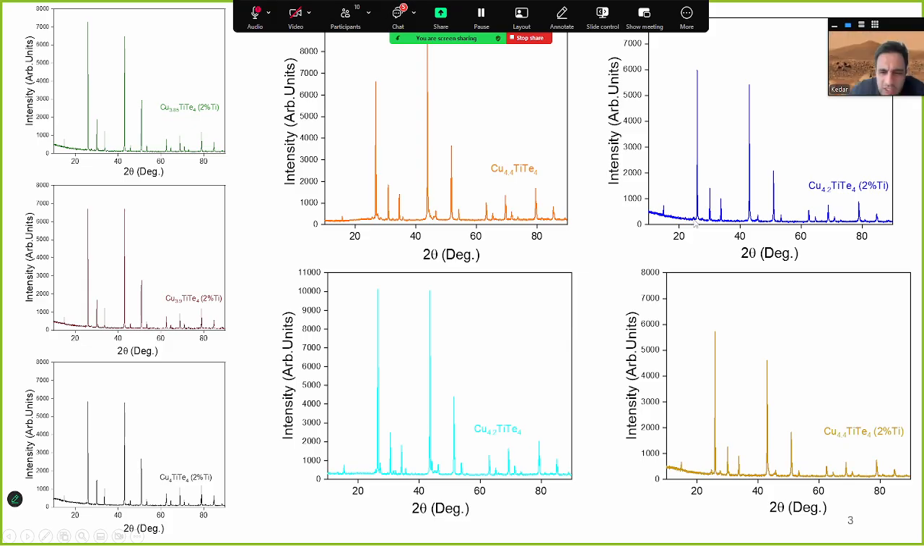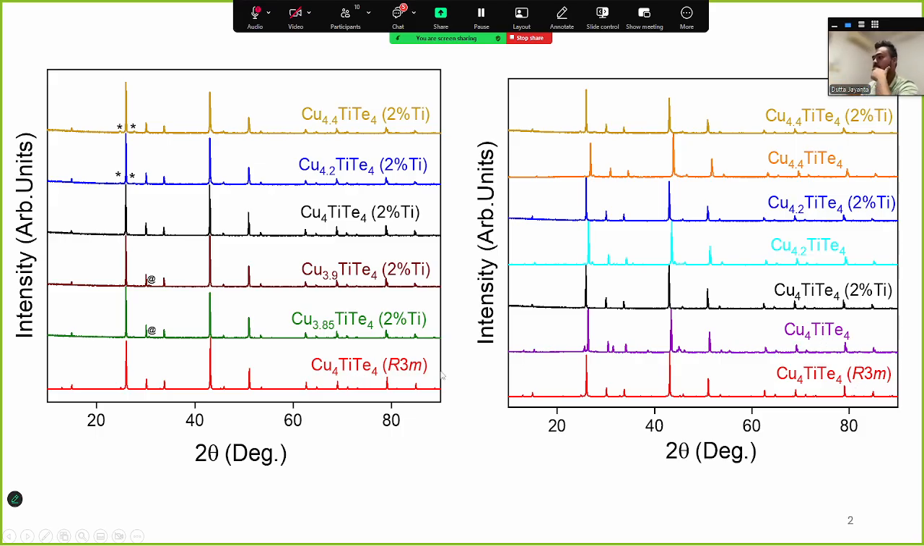Sorry, can you walk us through this? You have, let me see, the base compound at the bottom left, right? So here I vary the copper concentration with the titanium concentration. At 2%, it is almost phase pure, but there are a few impurities. This is a small-scale preparation I made to check the XRD.